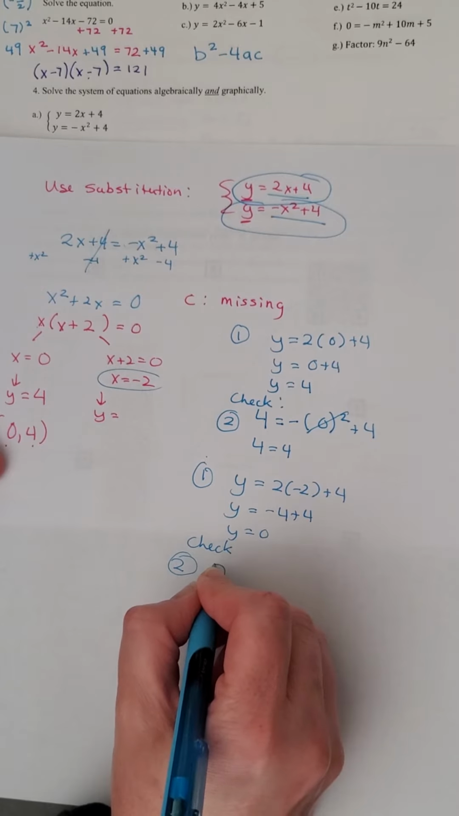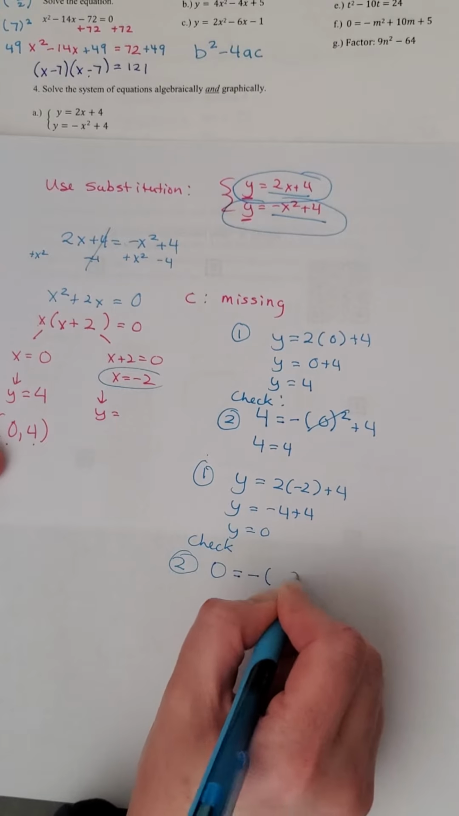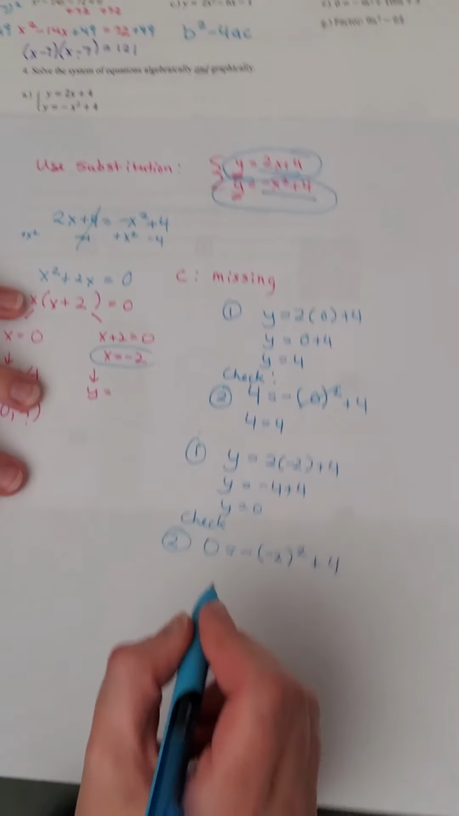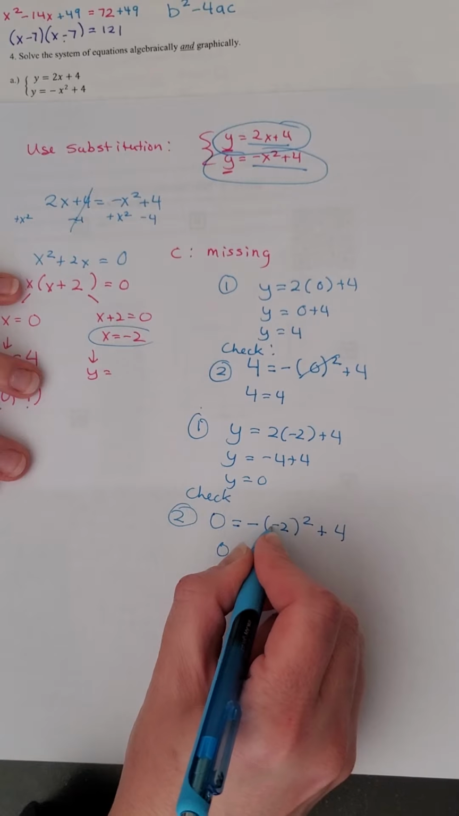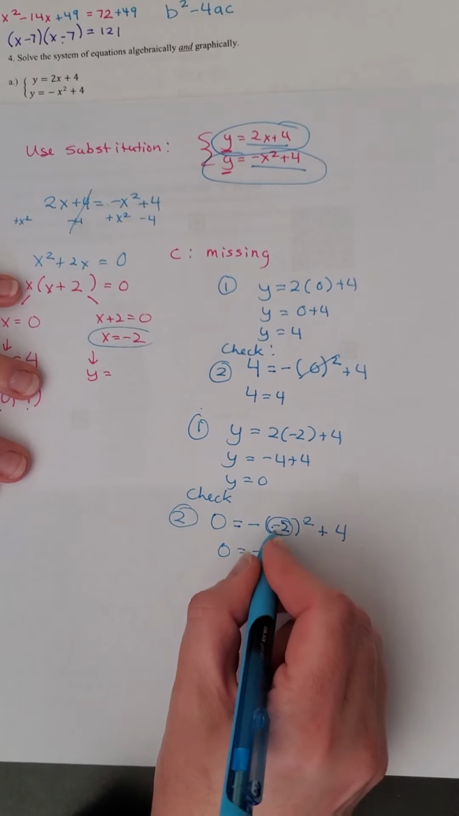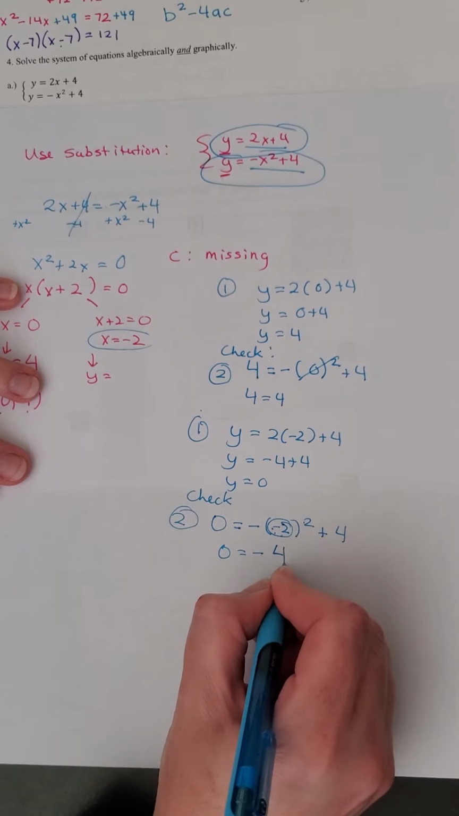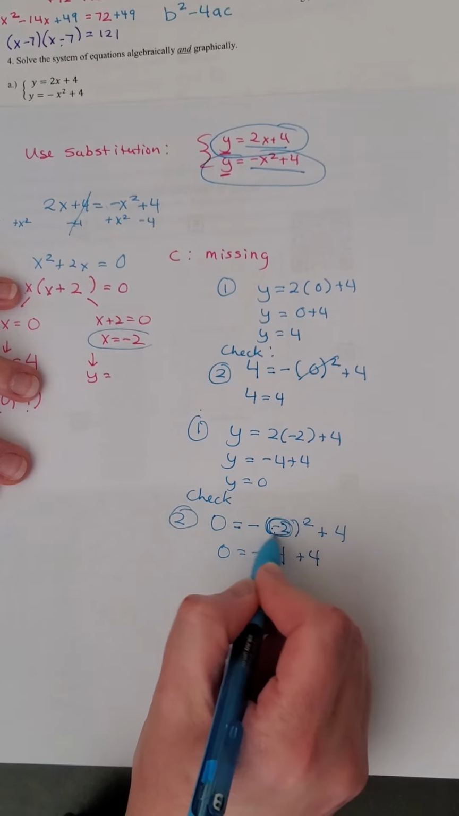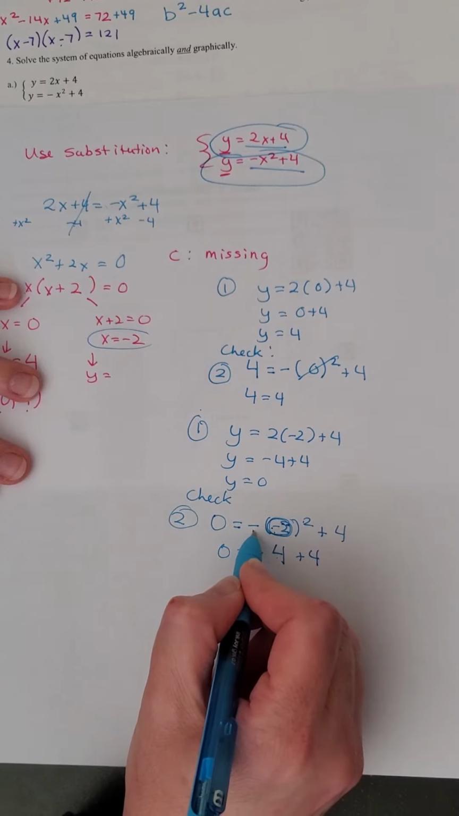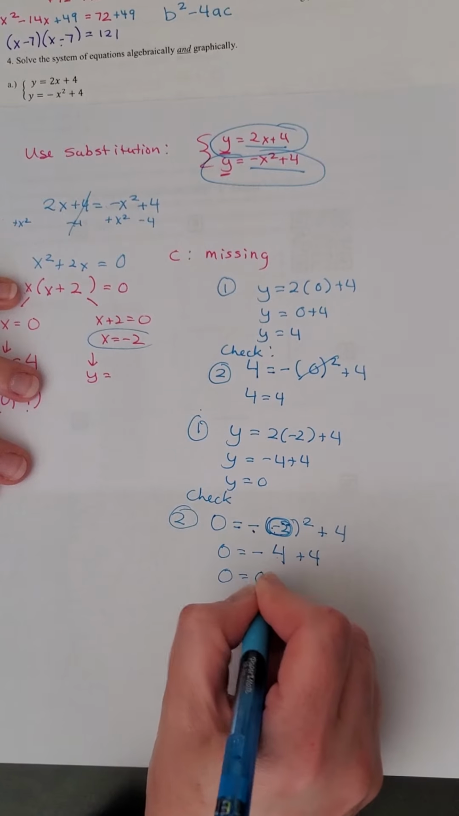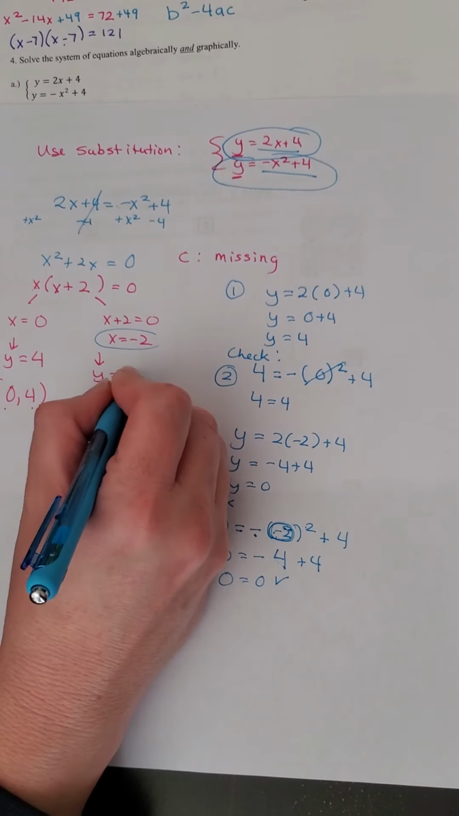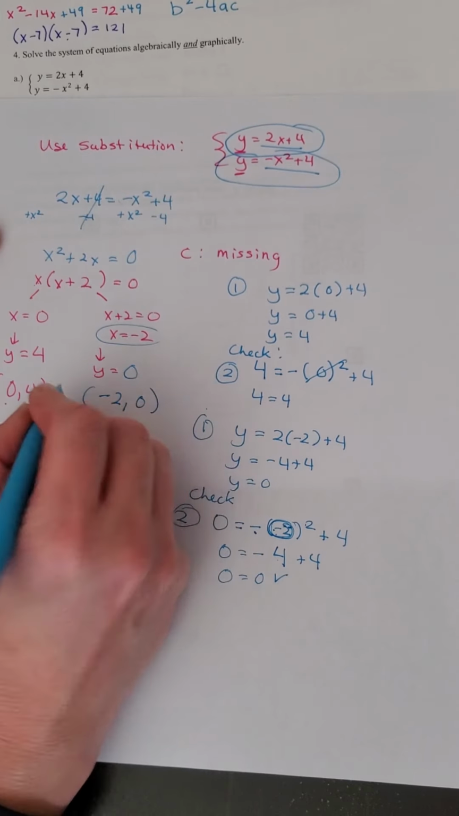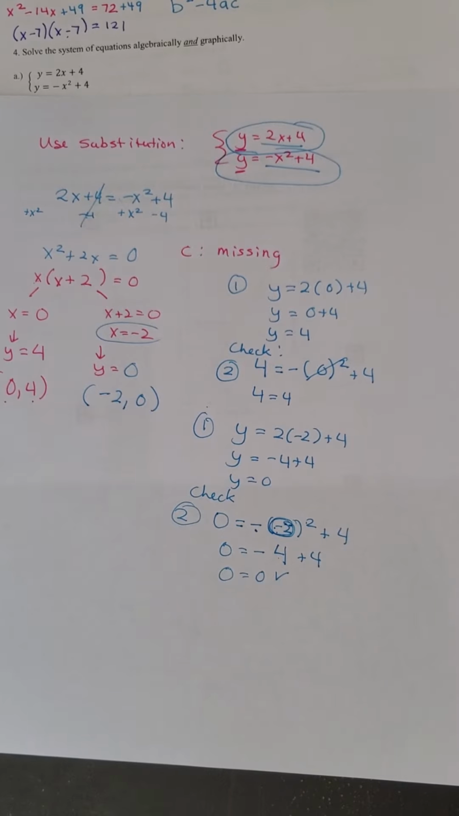So y equals negative x squared, and x was negative 2, plus 4. 0 equals negative, and then when I square this, it becomes a positive. That's negative times positive 4, which is going to be negative 4, plus 4. Be careful, right? When you square this, it becomes positive, and then we're multiplying by a negative on the outside. So 0 equals 0, check. So my solution here is negative 2, 0. That means that the graph crosses at negative 2, 0 as well.